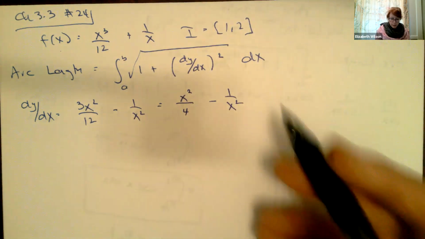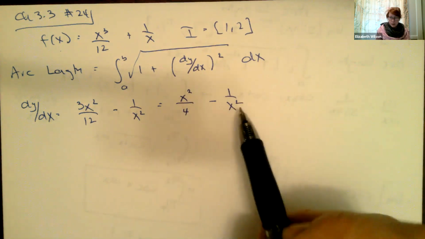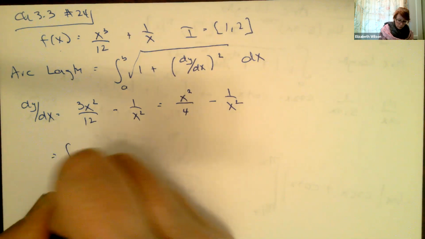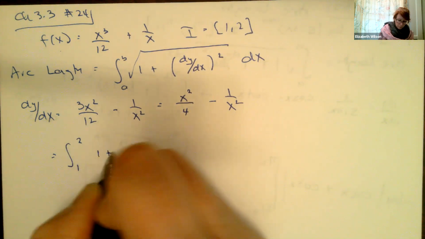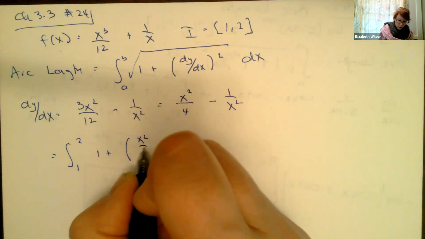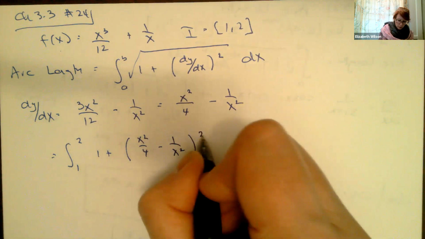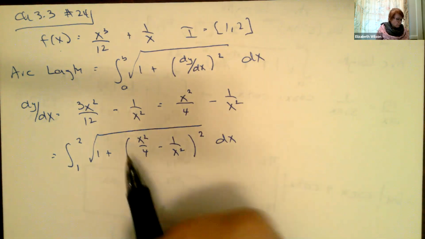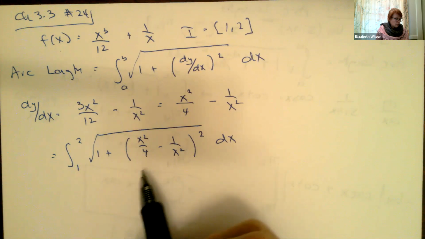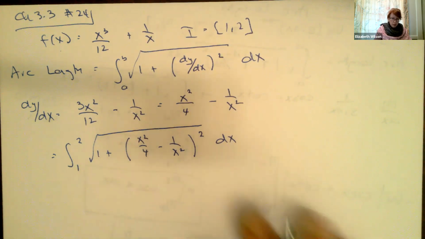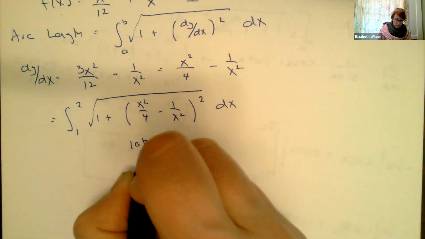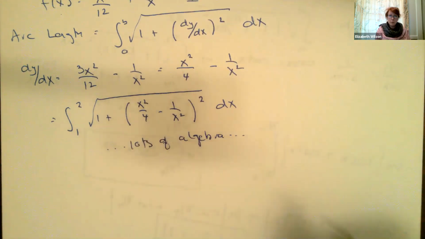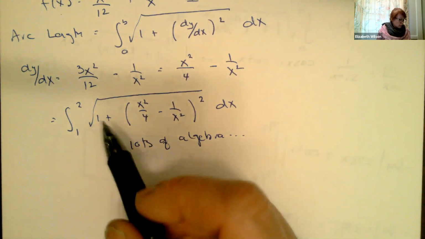Okay, you may find it helpful to combine this, find a common denominator, however you want to work the algebra. So our arc length, we're going to go from 1 to 2, square root of x squared over 4 minus 1 over x squared, squared, dx. Okay, so there's a lot of cleanup here. I had to do a lot of cleanup on here. I'll give you a hint: lots of algebra. It's going to be a black box because I'm not going to go through it all. You guys can take a look at it.